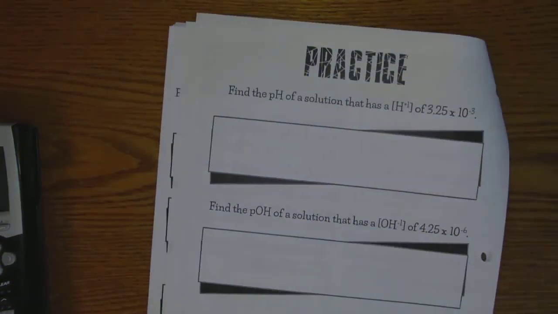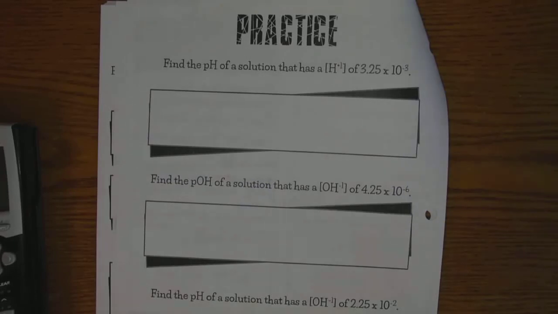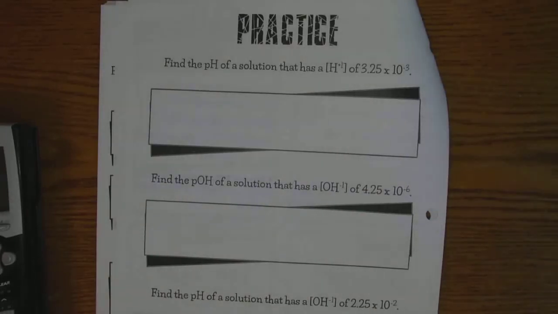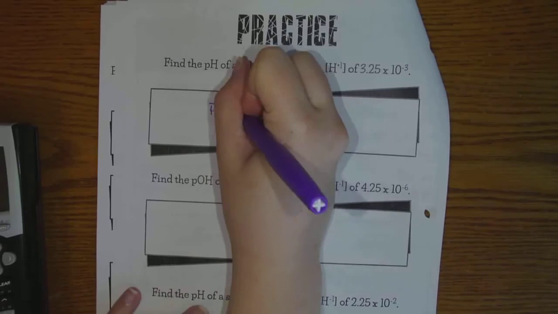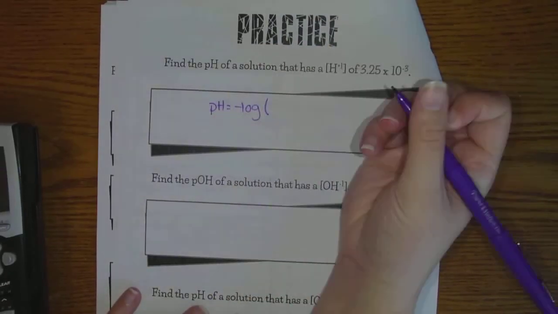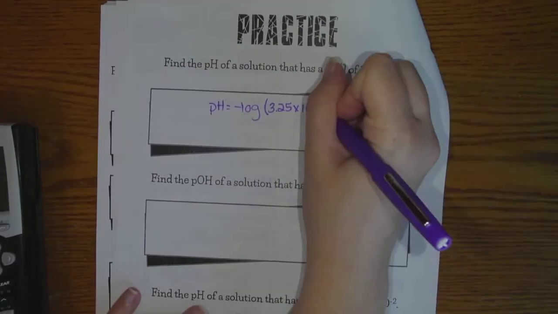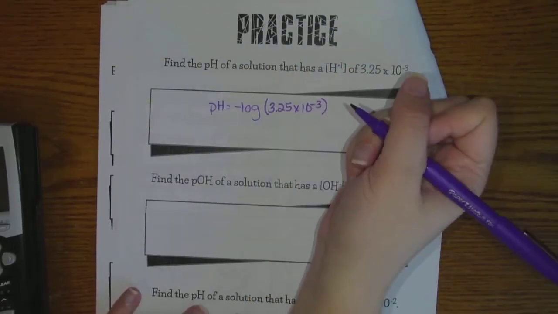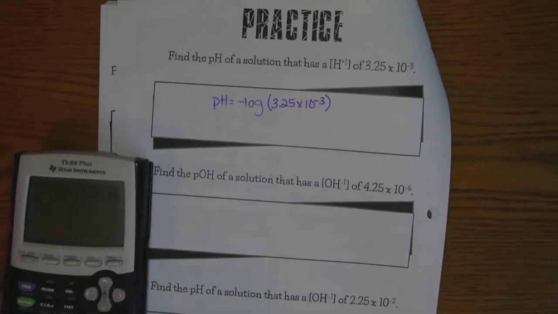Okay, so let's do some practice with this. First one's going to be here. It says find the pH of a solution that has the hydrogen ion concentration of 3.25 times 10 to the negative 3. So all you have to do is put pH is equal to the negative log of 3.25 times 10 to the negative 3. And then we're just going to put that into our calculator.